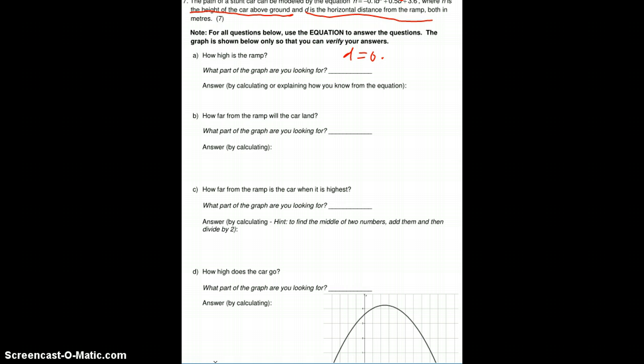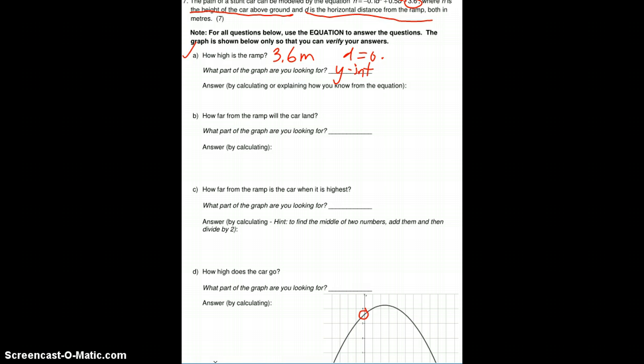we're going to be looking at what this point is down here, and that is the y-intercept. So we're actually looking for the y-int. Where something starts is usually the y-intercept, and that number is right there. That's what you'll get when you plug in 0 anyway. So the ramp is 3.6 meters high. Okay. So we're done that one.